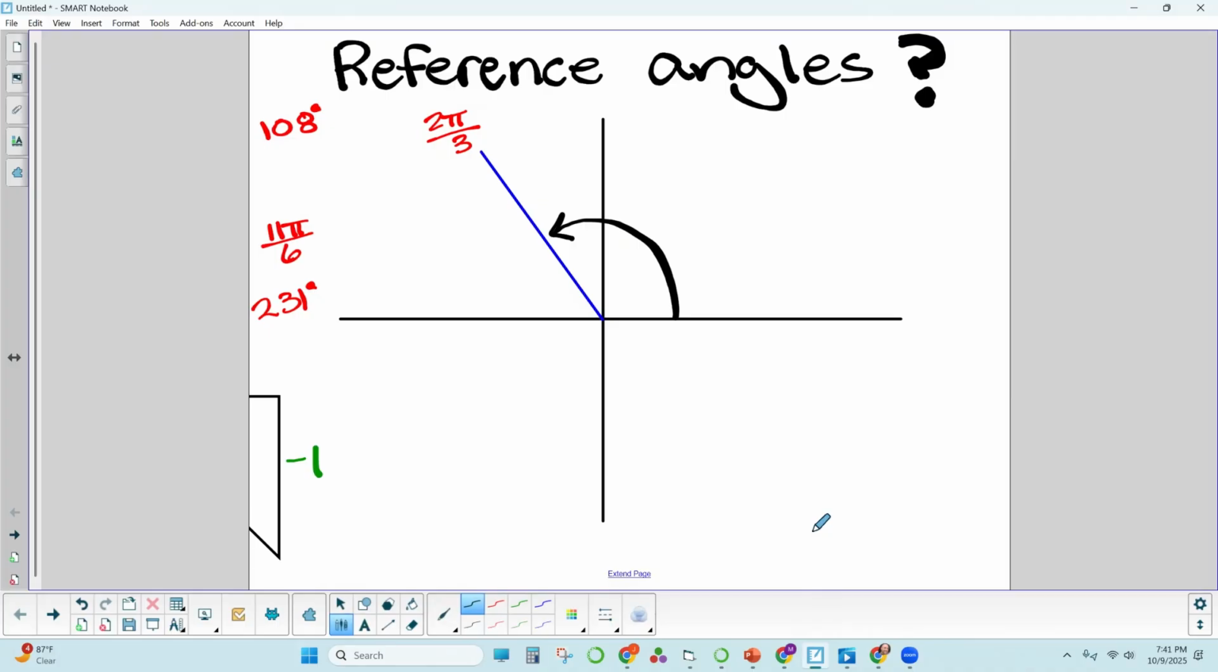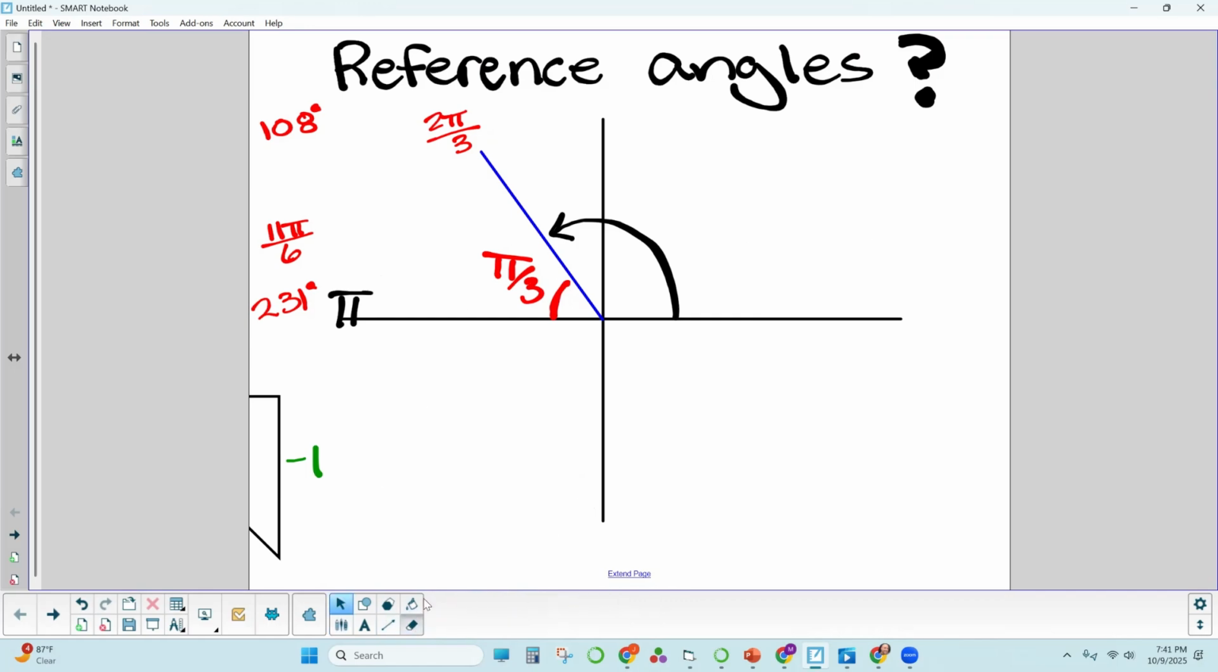So what's the reference angle? Like I said before, the reference angle is the acute angle formed between the terminal side of the angle and the x-axis. So what we're talking about is this little guy right here. If our initial angle is given in terms of pi, then we want to answer in terms of pi as well. So if this is 2 pi over 3, then pi over 3 is our reference angle, because 2 pi over 3 and pi over 3 will get us to 3 pi over 3, which is pi, right here. Okay?